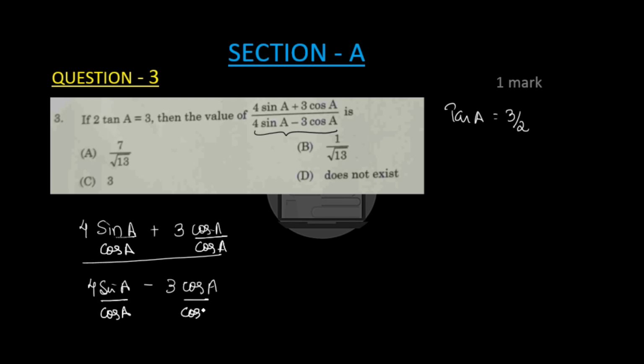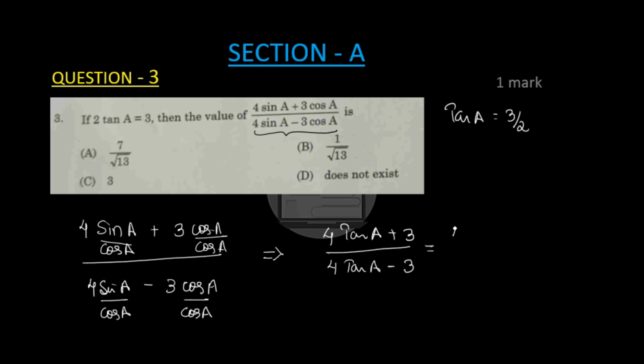If I divide by the same number, both the numerator and the denominator, then whatever fraction I get is an equivalent fraction. Correct? So we will get 4 sin A over cos A is 4 tan A plus 3 cos A over cos A is just 3 cos A, and cos A cancels off, and we get 4 tan A minus 3. I hope this much is clear.